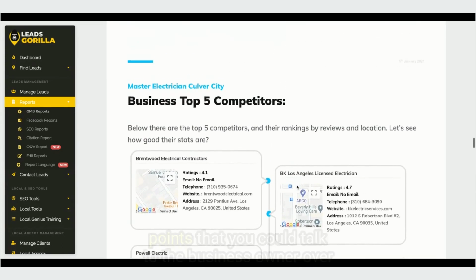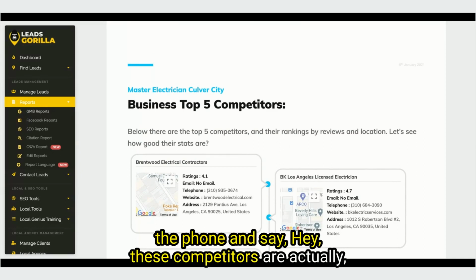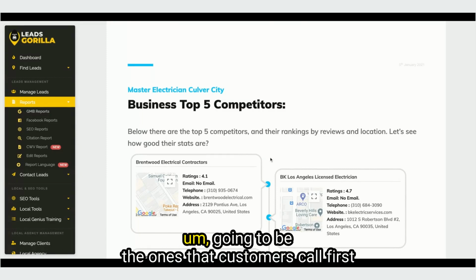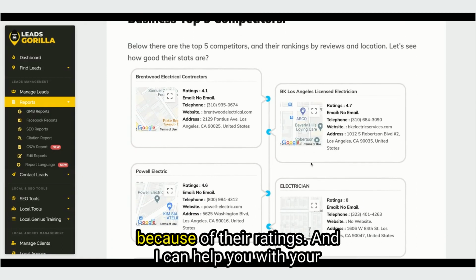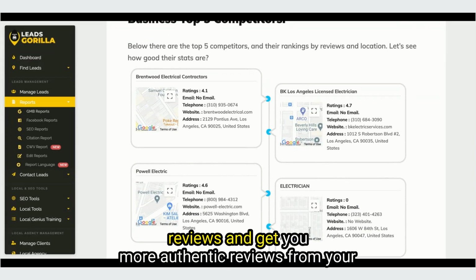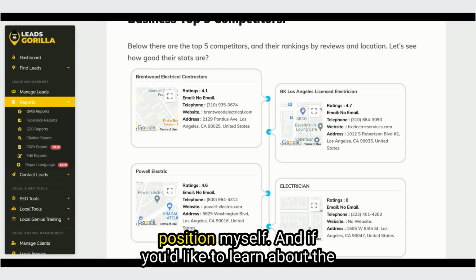So these are pain points that you can talk to the business owner about over the phone and say, hey, these competitors are actually going to be the ones that customers call first because of their ratings. And I can help you with your reviews and get you more authentic reviews from your customers. And so that's how I usually like to position myself.